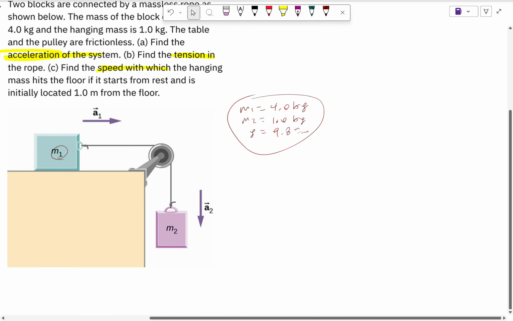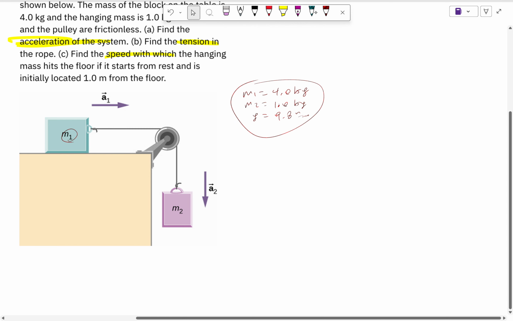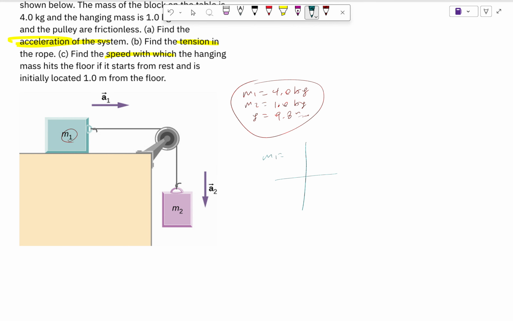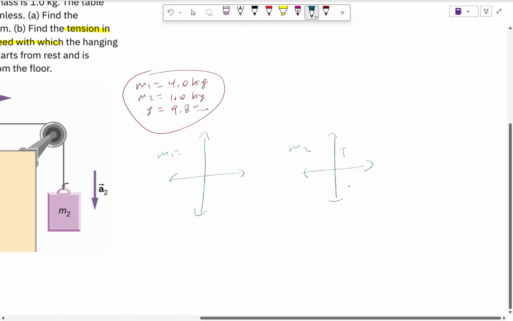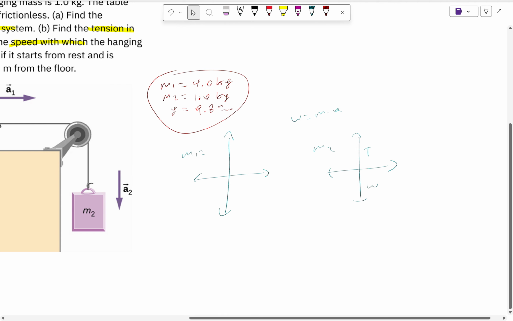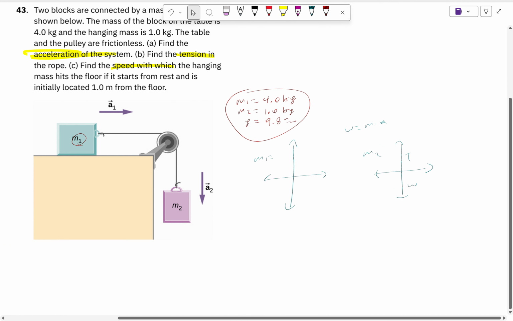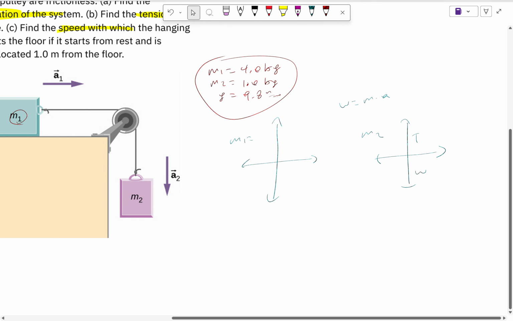Anyways, let's do a free body diagram real quick. M1 is just the regular XY, M2 XY as well. For M2 it's easy, so we have tension and weight. Weight equals M times A. Okay, guys. And then for horizontal, we have three. So one is tension here, weight, and N.